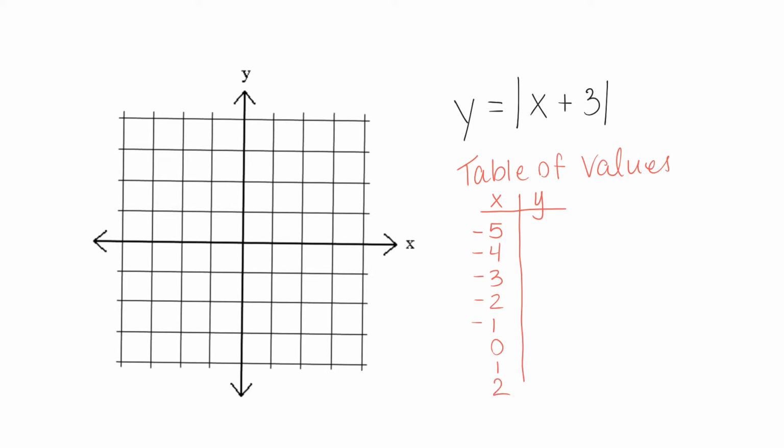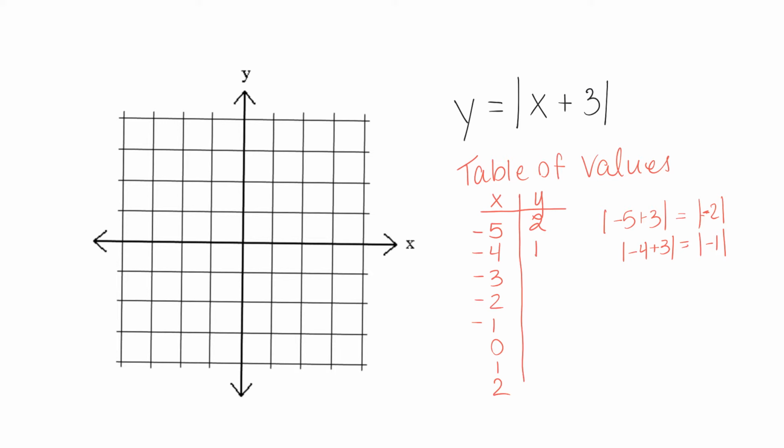Okay, now, you know in your head we have to have a V. So if we don't find a V, then that should be a red flag. But let's see what we get so far. So -5 plus 3 is -2, and the absolute value of -2 is 2. -4 plus 3 is -1, and the absolute value of -1 is 1.